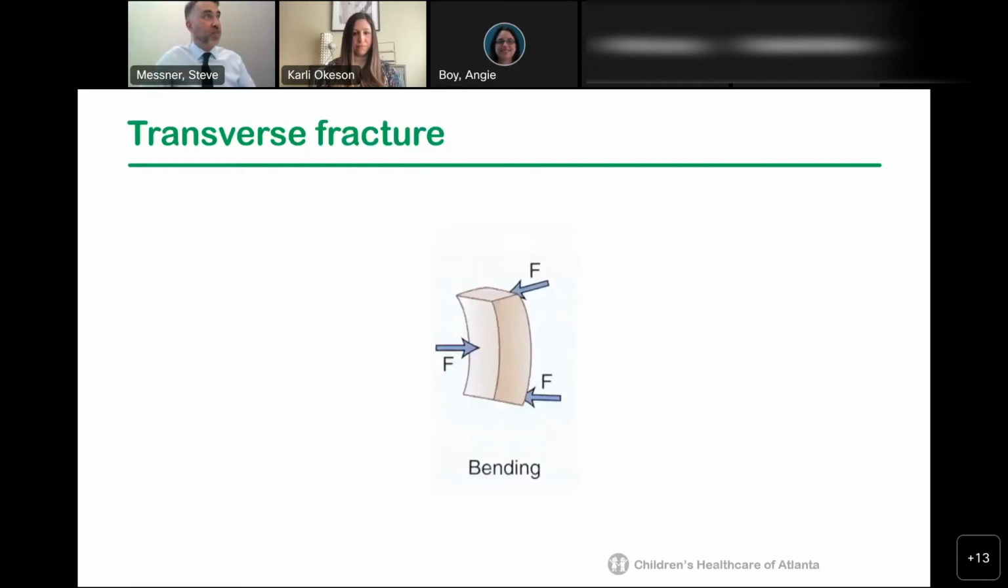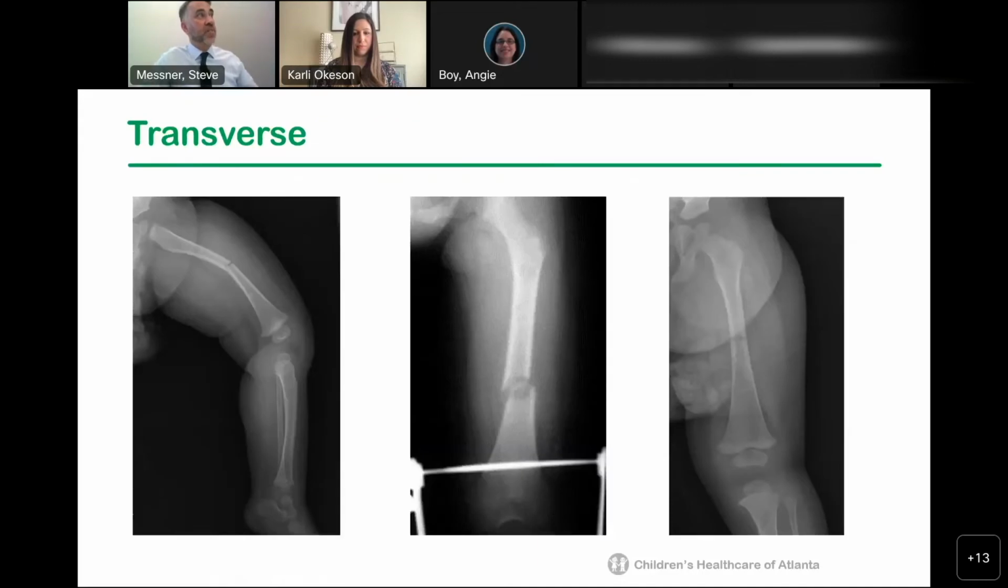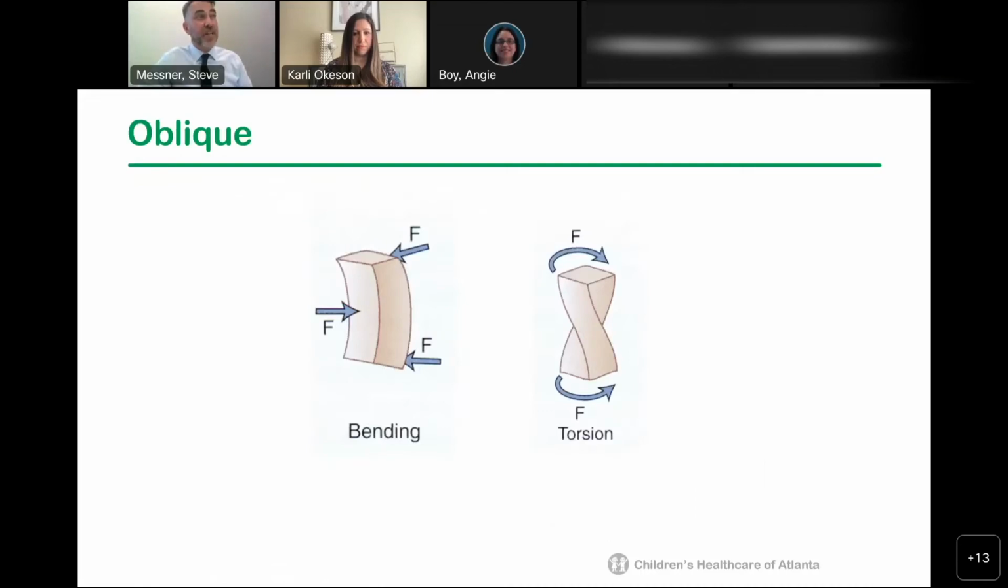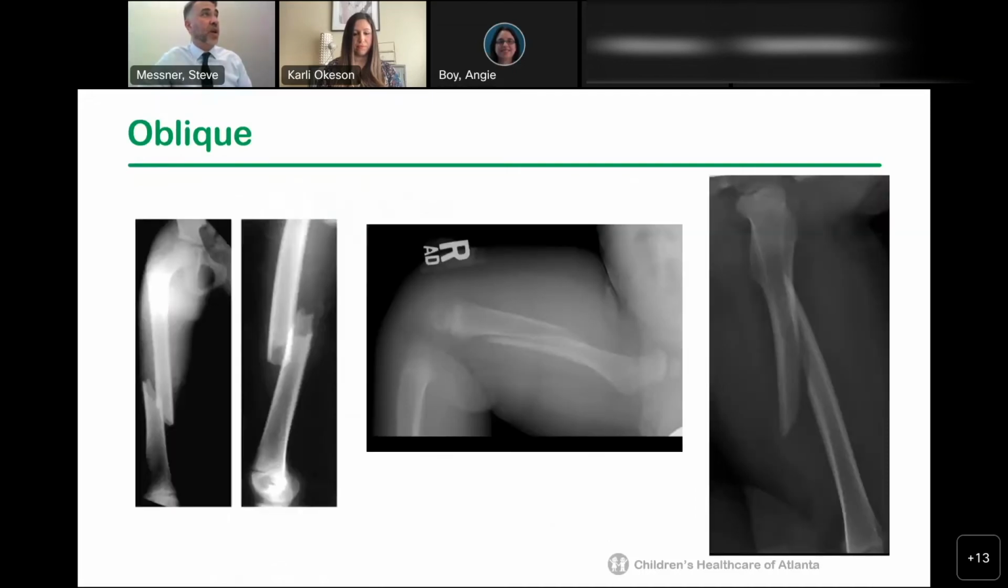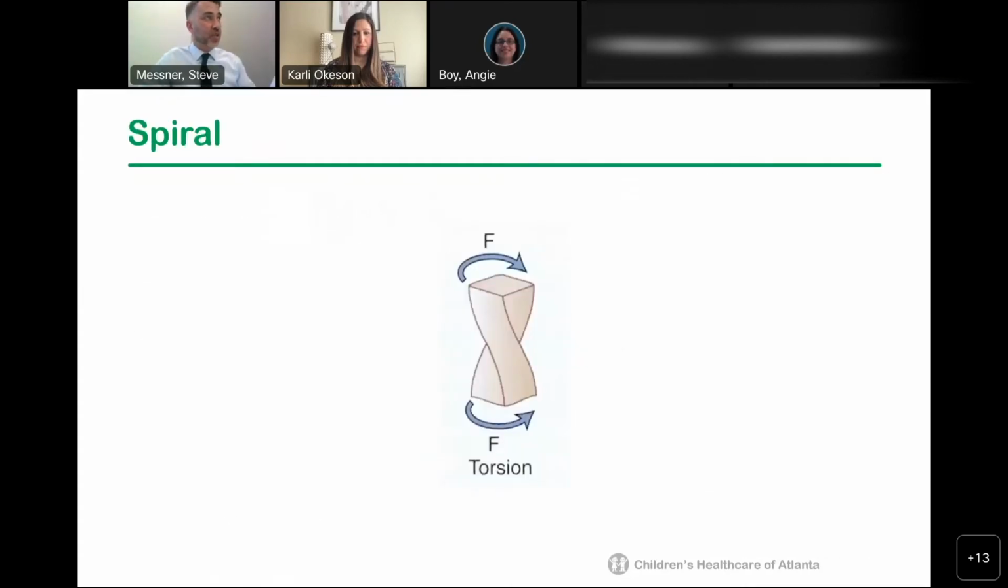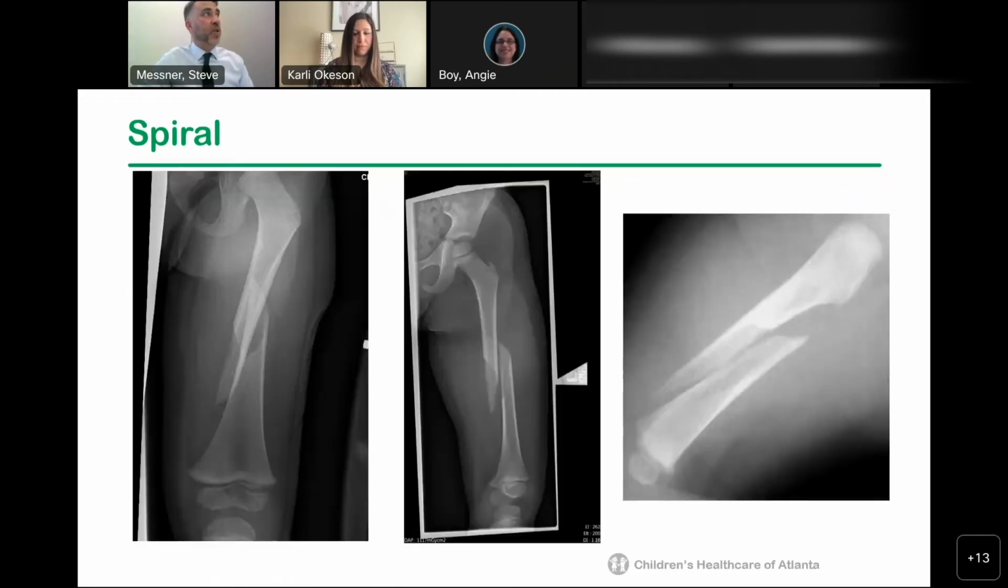Now, a transverse fracture is a pure bending force. It causes the bone to break straight across like this on the femur. Oblique is a combination of those bending and torsion forces where you wind up getting this angled break to the bone. And if it's a pure spiral force on the bone, then you wind up getting a spiral fracture. As you can see here, it looks like a helix, a spiral staircase. To cause a bone to break in a spiral fashion, it takes 1/10 the force as it does to cause it to break in a transverse fashion.